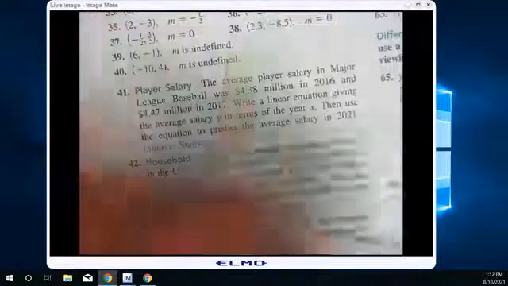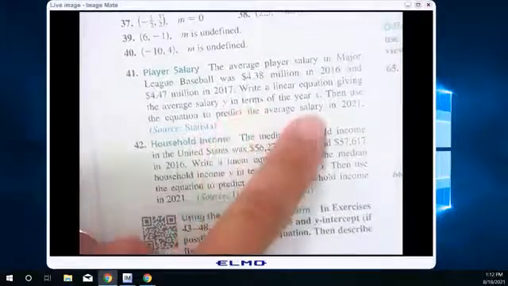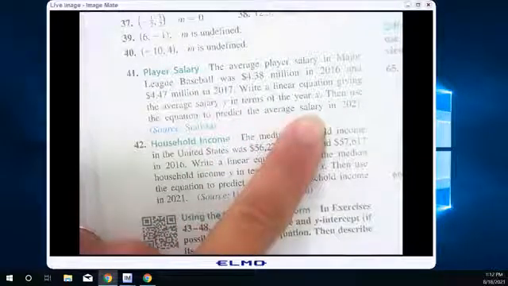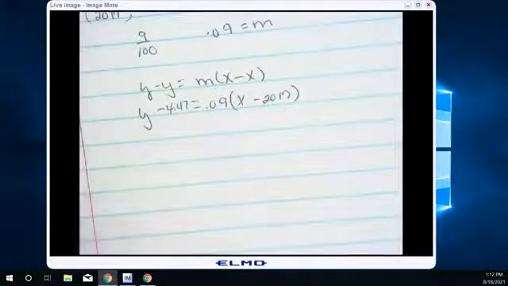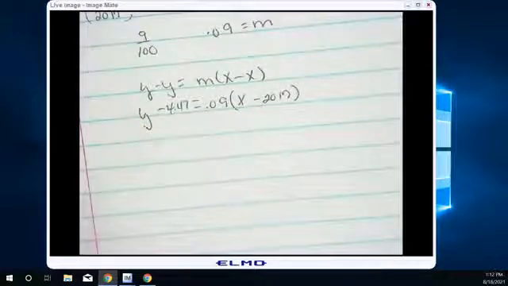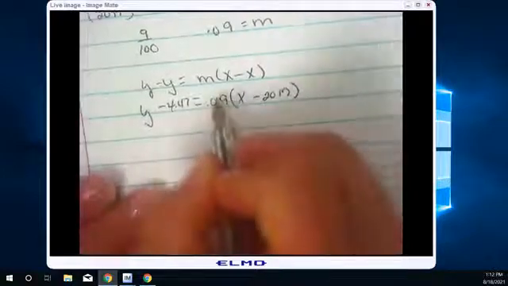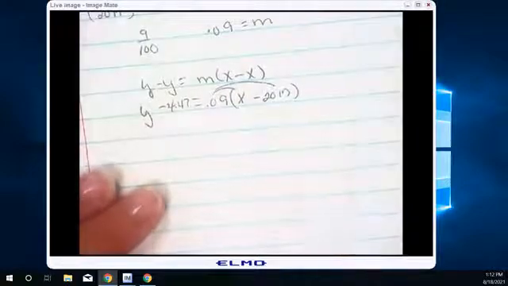In the instructions, it says solve for y. Did you guys catch that? Y in terms of x means solve for y. Y in terms of x means solve for y. How do I solve for y? That's not a trick question. How do I solve for y? Get y by itself. How do I get y by itself? Add 4.47 million.